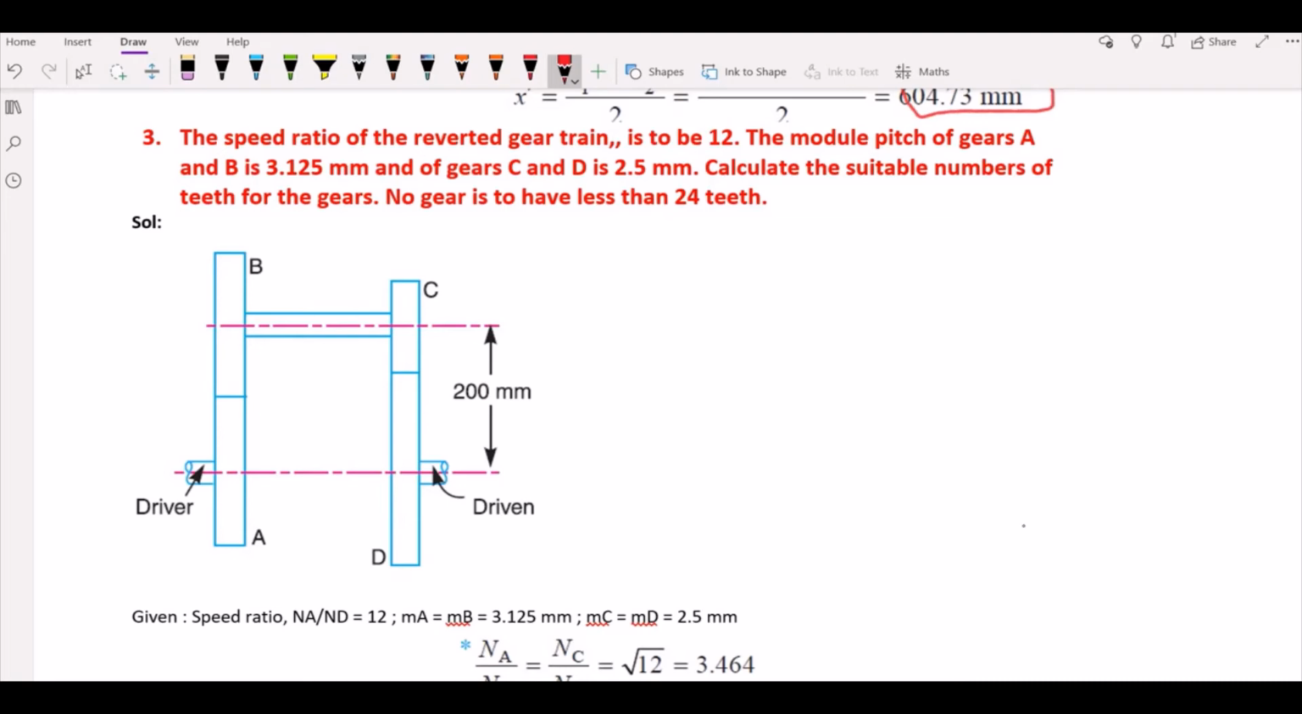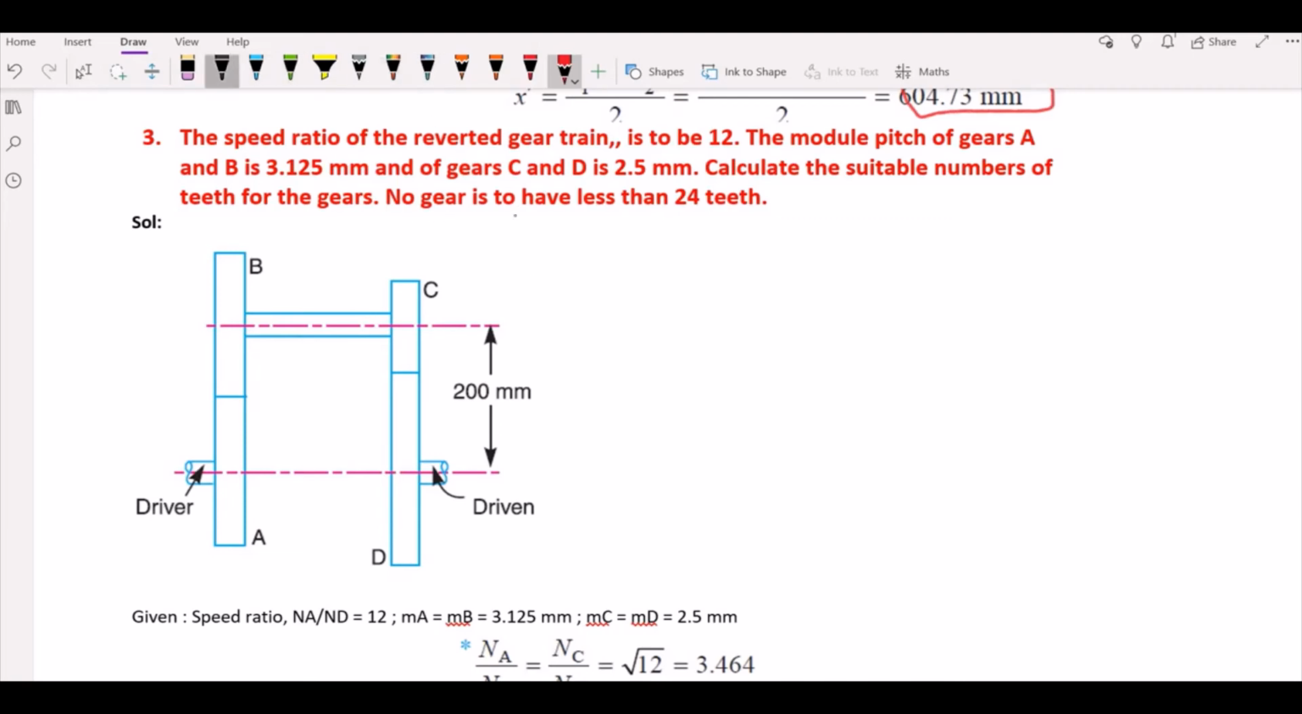The module pitch of gears A and B is 3.125, and of gears C and A is 2.55. Calculate the suitable number of teeth for the gears. No gear is to have less than 24 teeth. So this is the condition which is given.